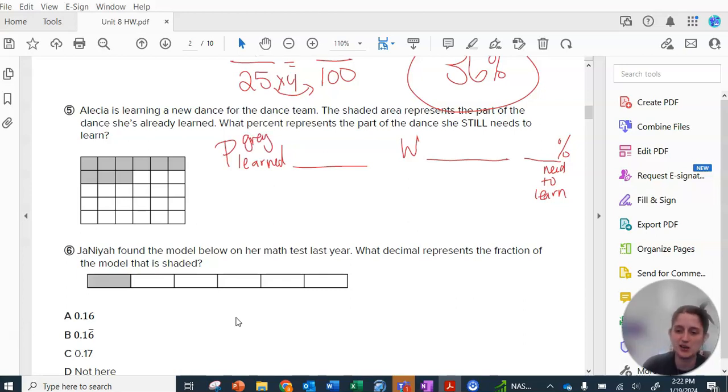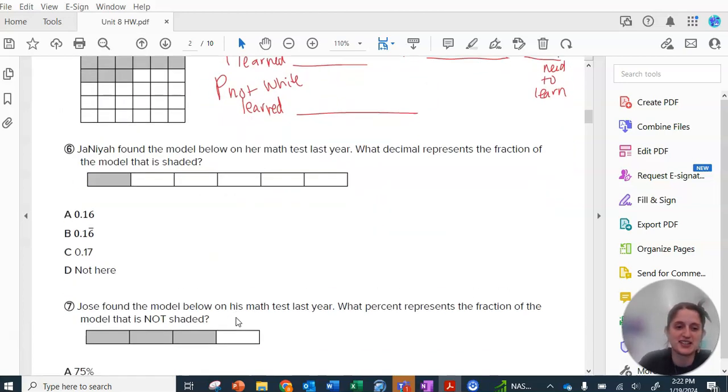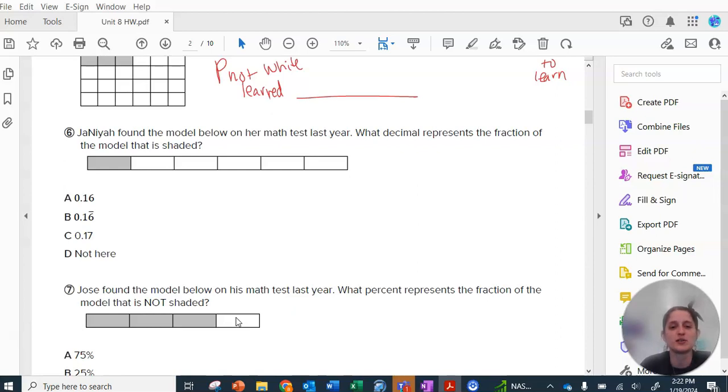I actually don't really care about the gray part. I want to know the part not learned or needed to learn. So when you're counting your part, you're going to count the white part here. The whole is all the colors together, so it doesn't really matter which one you pick. Or, I mean, you should pick all of them. That's what matters.